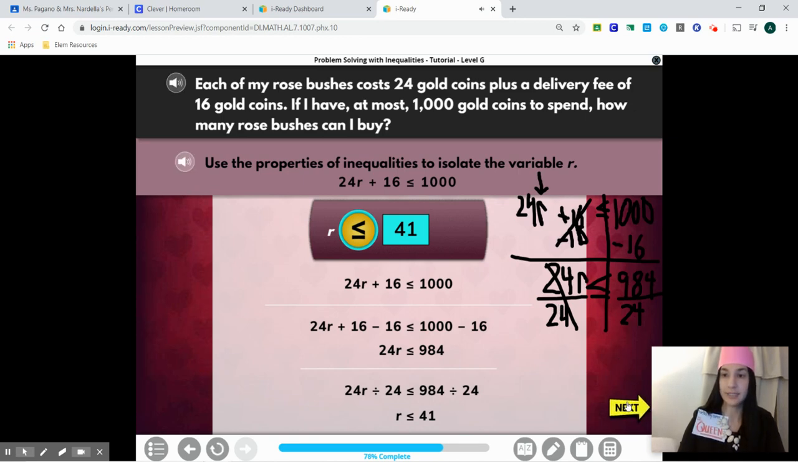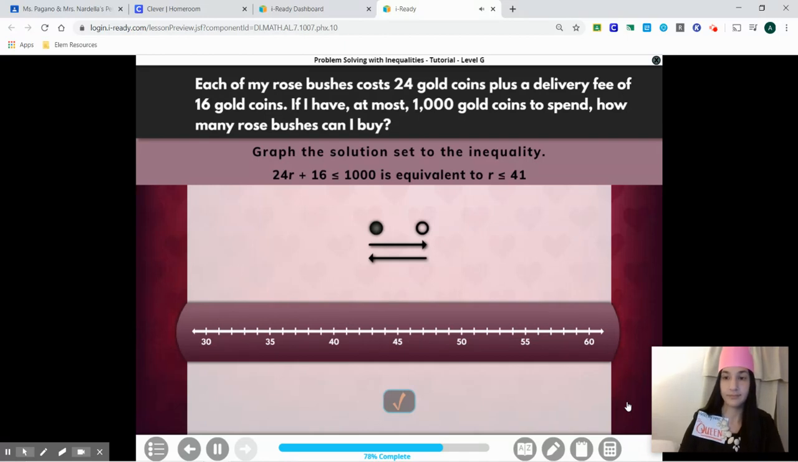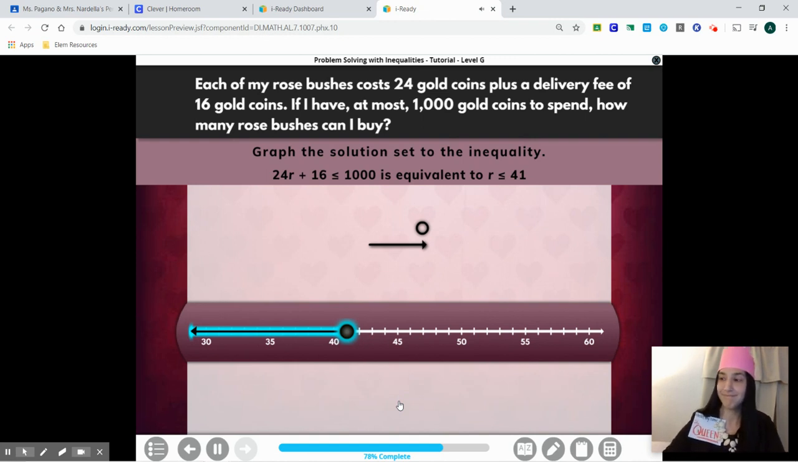Good. Let's graph it. Graph the solution set to the inequality. Okay, our solution set is going to be based on our inequality up here. We see that we have a less than or equal to symbol, so we know it's a closed circle on 41. We also know that we are talking about less than or equal to 41, so we want all the numbers to the left of 41, which are going to be going this way. So our arrow should be pointing to the left. And boy, let's go on. You were looking for all the numbers less than or equal to 41.